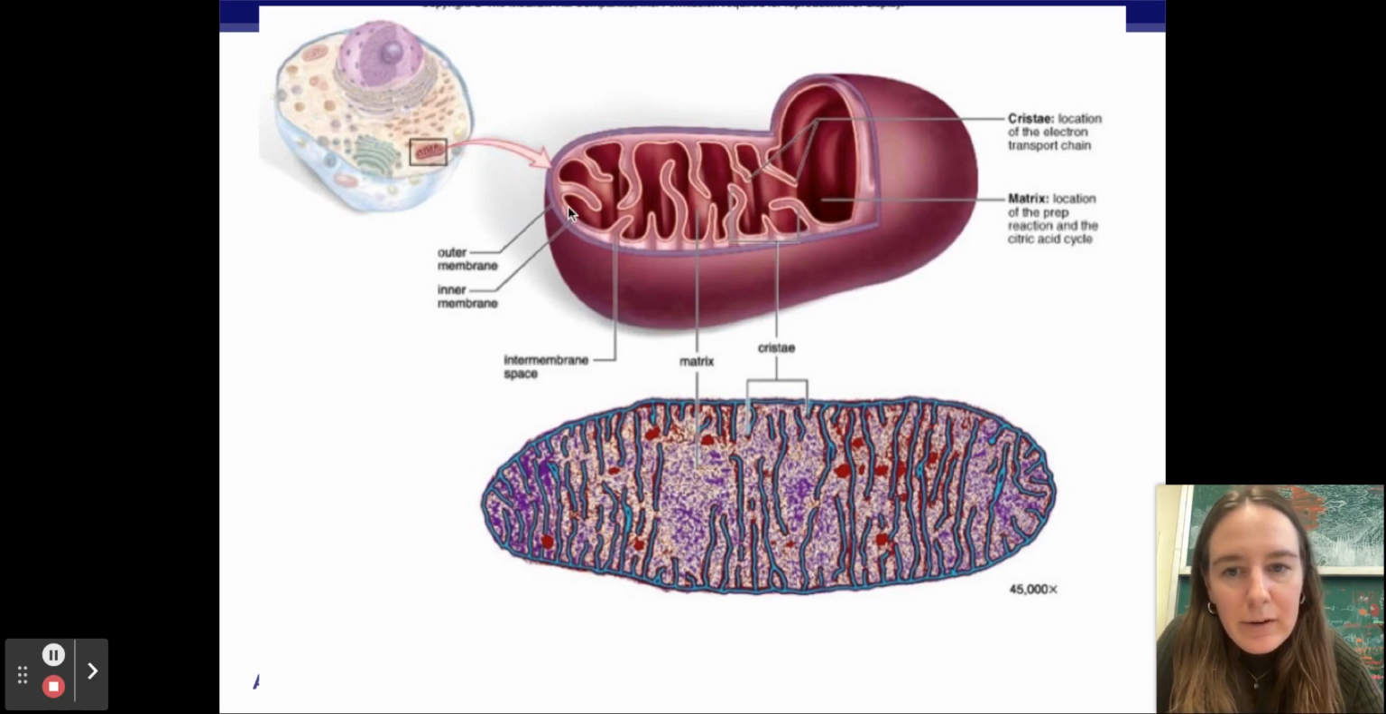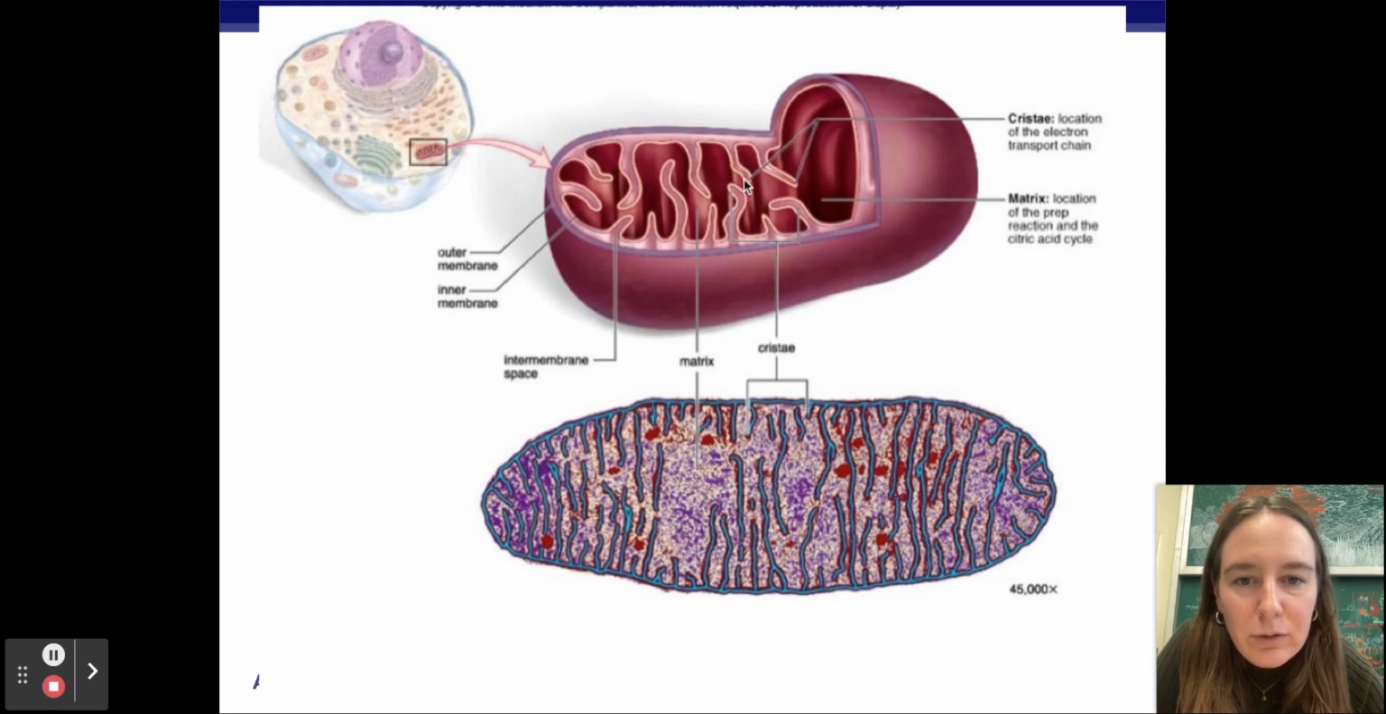Now, outer membrane, inner membrane. We have this space, which is really important for you to know about, called the intermembrane space. Inter means between. So the intermembrane space is the space between the outer membrane and the inner membrane, okay? Now, inside the mitochondria, if you were to bite down into it, the stuff inside is called the mitochondrial matrix. So the matrix is the space inside. Here we have in blue, this is a picture taken with an electron microscope. The blue is the intermembrane space.